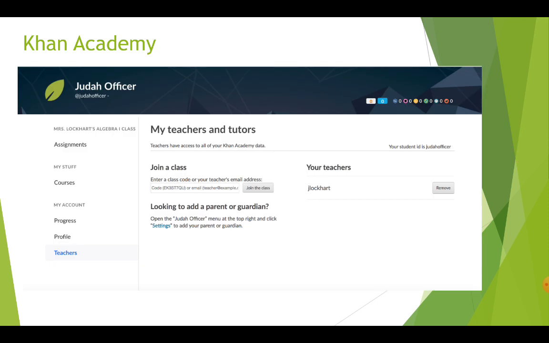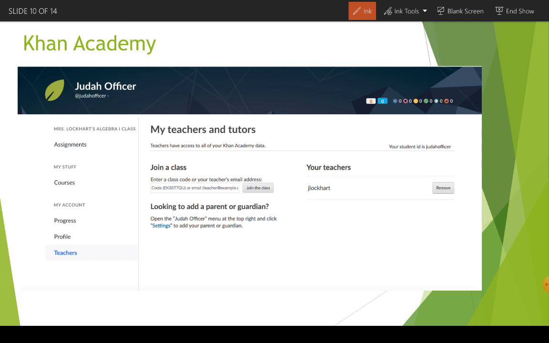All right, once you get into the system, you are going to see your name appear at the top. So I just made a fake account for my little brother. If he logged in, he would see his name and then he would click on teachers down at the bottom. Okay, this is where you need to enter the password or the class code for this class.